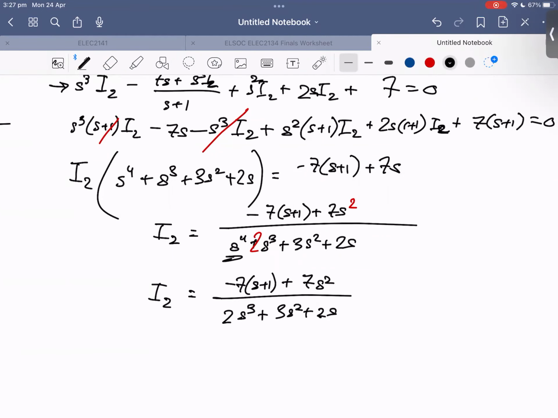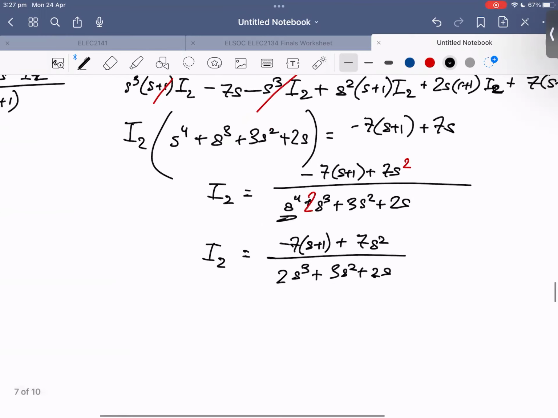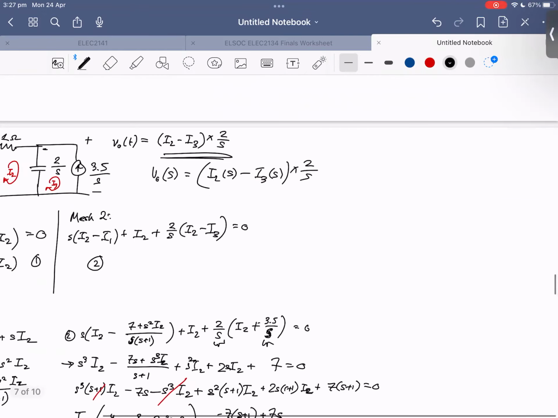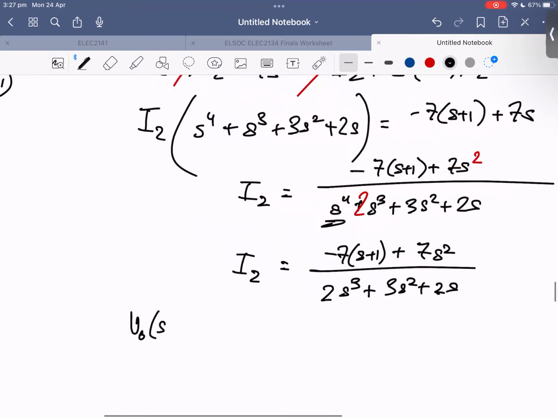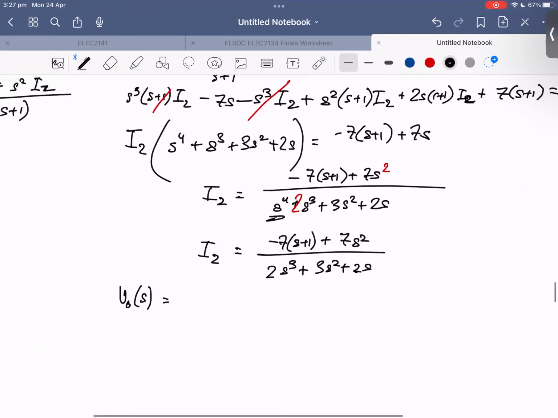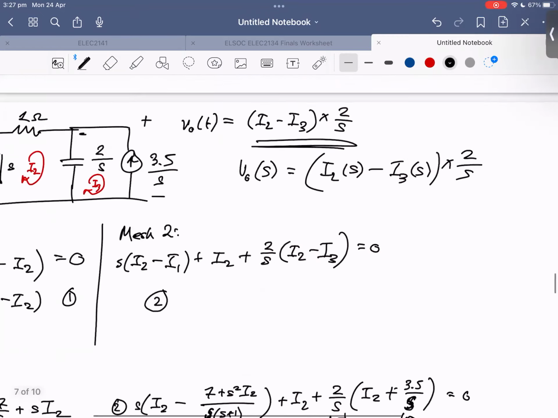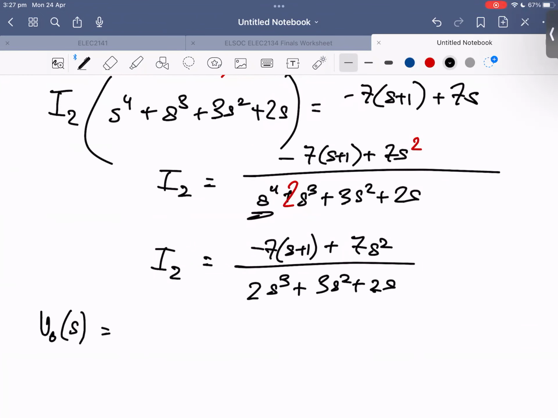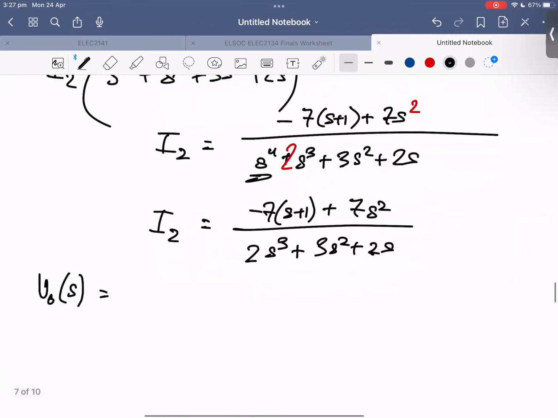Yeah. So now it's just a matter of inverse Laplace transforming back into the time domain. So oh well, we need V0. So V0 of S is I2 minus I3 times 2 on S. Yeah. So I2 minus I3. So I'll just rewrite this.